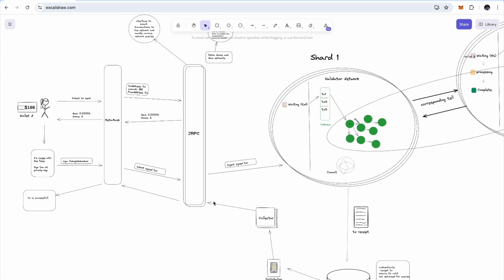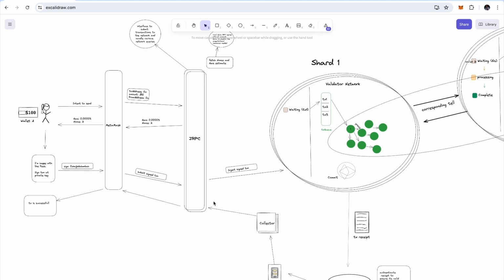So the transactions, in a little bit of a summary. If there's a question as I'm talking, please put it in the chat and I'll be happy to look at it. But yeah, just a quick recap.